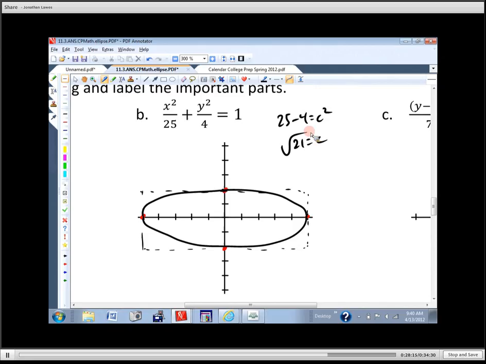Okay, Charles says approximately 4.58. The big deal would be that it's between the square root of 16 and the square root of 25. Square root of 16 would be 4, square root of 25 is 5. So they're really far out here. I'm going to have a focus somewhere in between 4 and 5 here, and somewhere in between negative 4 and negative 5 there. This is going to be square root 21, comma 0, negative square root 21, comma 0. Any questions?